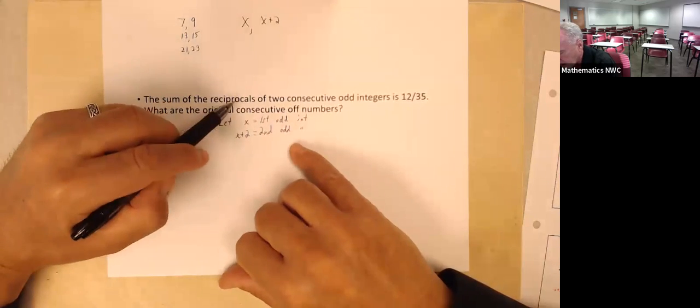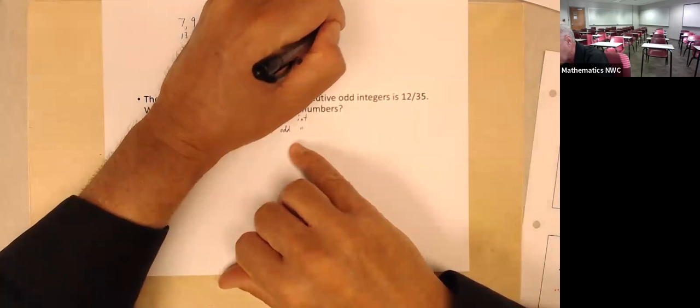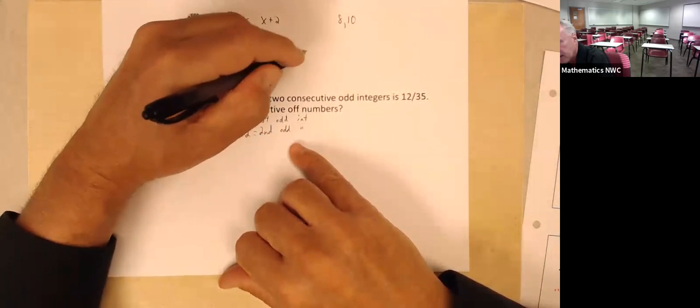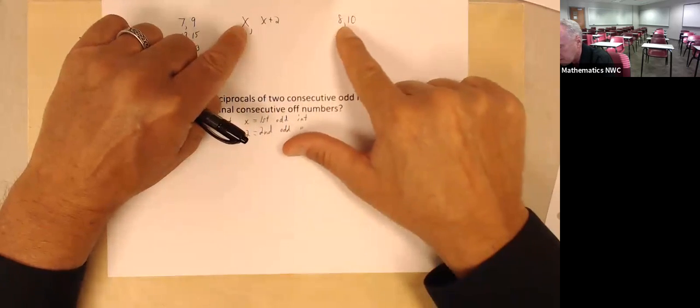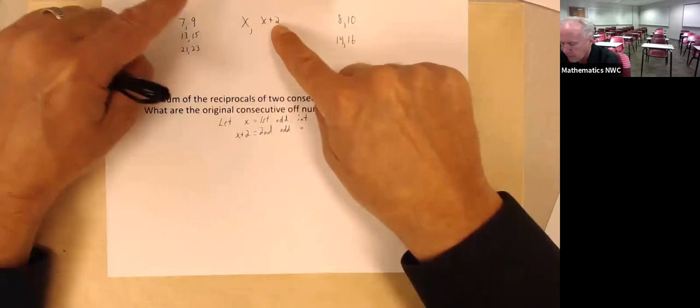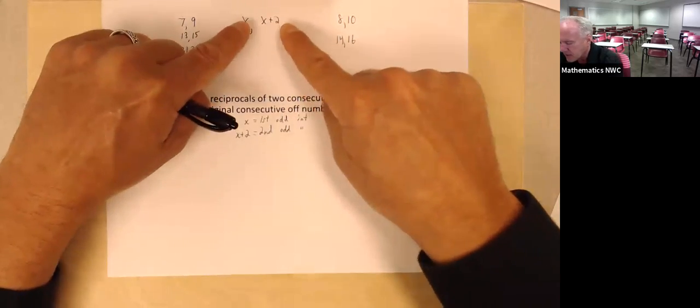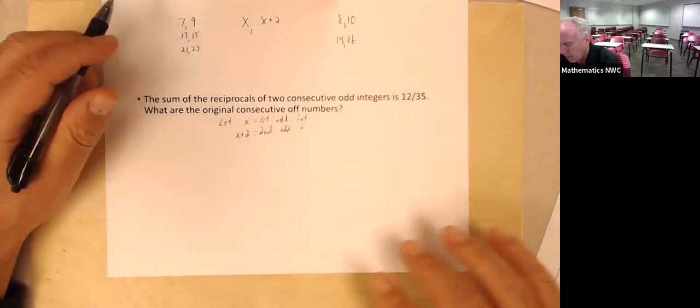By the way, if these were consecutive evens, it'd be the same thing. Consecutive evens could be like 8 and 10, could be 14 and 16. If x is the first even, x plus 2 is the second. So these could describe consecutive odds. These could describe consecutive evens, which is why I wrote them down here.